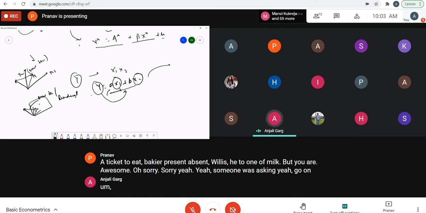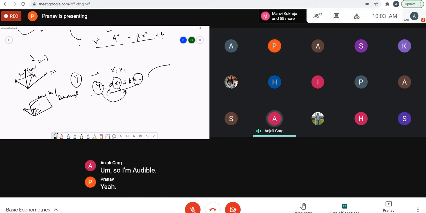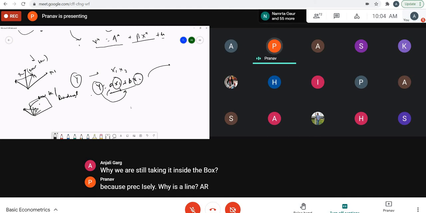Sir, am I audible? Yeah. Yes, sir. So I was asking the reason why we are still taking it inside the box. Why we are still taking it inside the box? Because precisely y is a linear combination of x1 and x2, no?